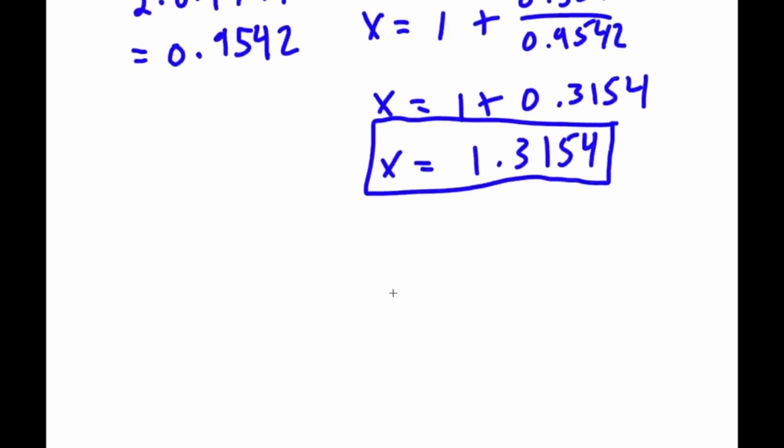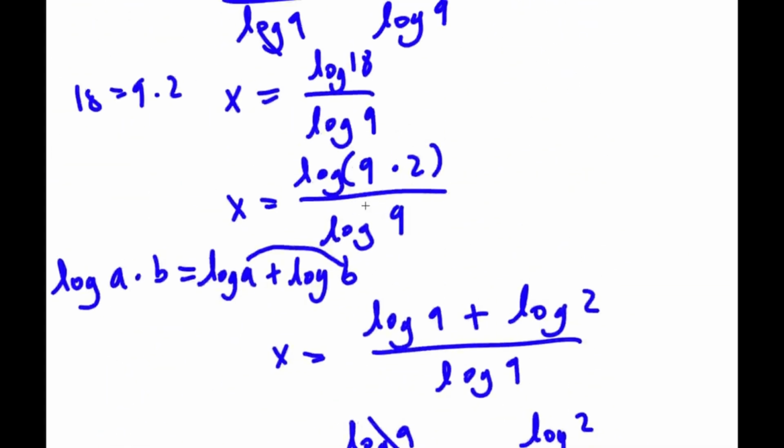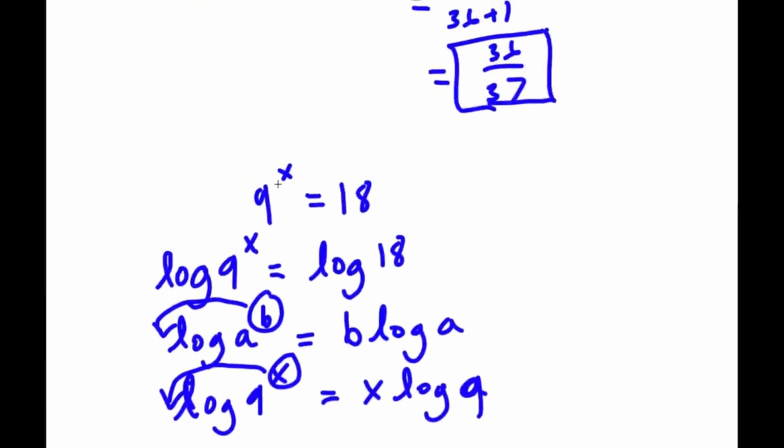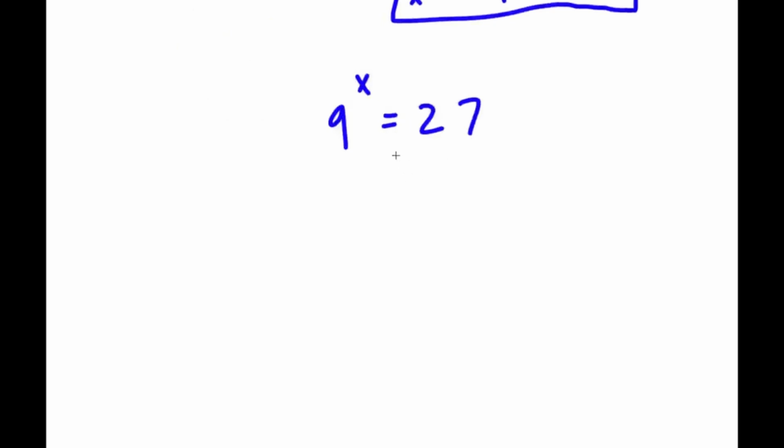And now I'm going to give you guys a similar problem, but which is much easier, and it doesn't require any logarithms. So our original problem was 9 to the power of x is equal to 18. Now I'm going to give you guys 9 to the power of x is equal to 27. So I'm going to ask you guys to pause the video and try to solve this problem.